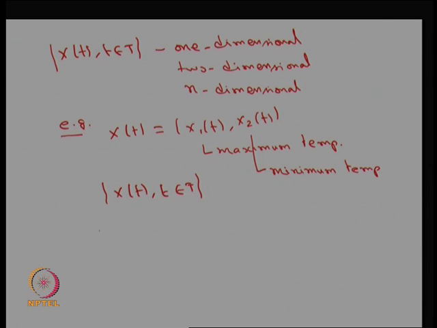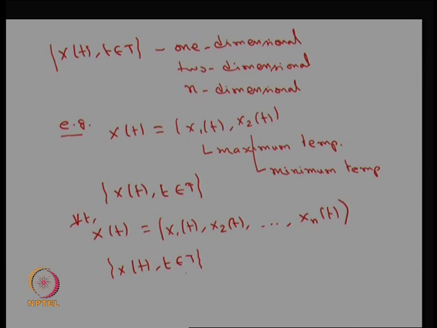Therefore in general you can define an n dimensional stochastic process in which for every t you have a random vector x of t, that is going to be x1 of t, x2 of t and so on. The nth element is x n of t, that is going to be an n tuple in which each one is a random variable for fixed t, and this is going to be a random vector for fixed t, and this is going to be an n dimensional stochastic process in which each one is a one dimensional random variable for fixed t.